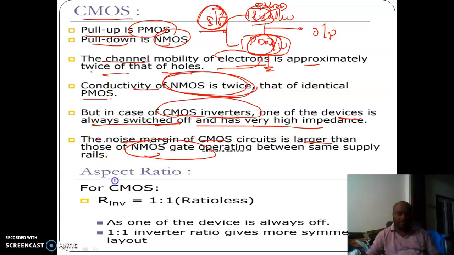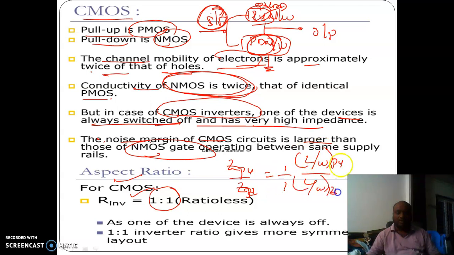In turn, the aspect ratio for CMOS is 1:1. The ZPU by ZPD ratio, that is the inverter ratio, is 1:1. That is, the length to width ratio of the pull-up network and the length to width ratio of the pull-down network are going to be the same. As one of the devices is always off, a 1:1 inverter ratio gives a more symmetric layout.